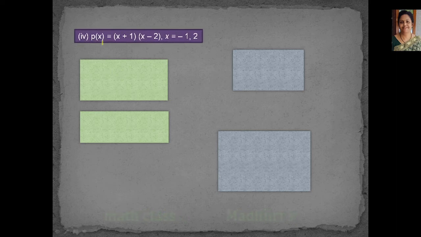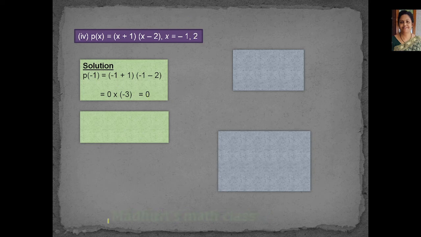Fourth one, P(x) is equal to (x plus 1) into (x minus 2). x is negative 1, negative 2. So we will find P(negative 1) is negative 1 plus 1 into negative 1 minus 2. Negative 1 plus 1 is 0. Negative 1 minus 2 is negative 3. 0 into negative 3. 0 into any number is equal to 0. So, negative 1 is a 0 of P(x).